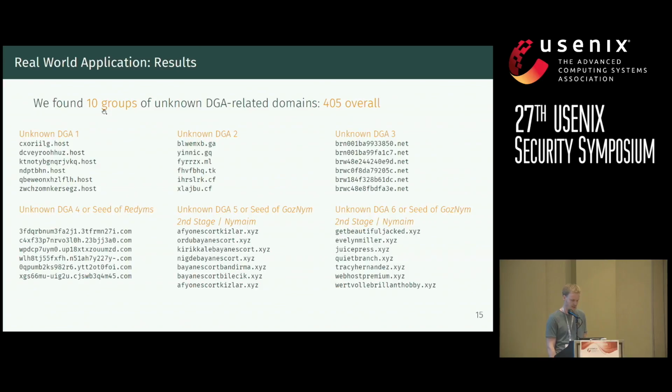If you, for example, take a look at DGA 1, 2, and 4, which look almost completely random, and compare this to DGA 3, which looks more like a hexadecimal string with a fixed prefix, you can see that FANCI is able to detect DGA domains independent of the generation scheme. And the DGA 5 and 6 groups are generated using dictionaries.